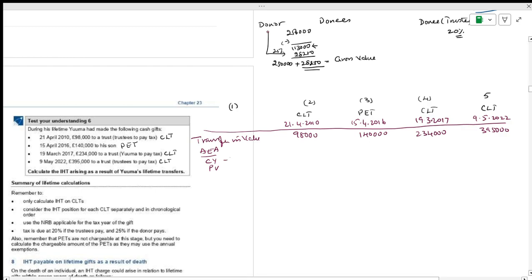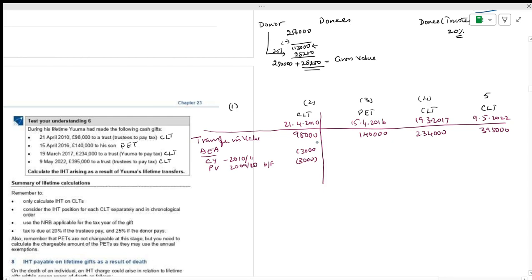Current year how much? 2010. Current year is 2010-11, after 6th April. Previous year is 2009-10, which is brought forward. How much is there? 3,000 and 3,000. Are you okay with this? Okay, straightforward.